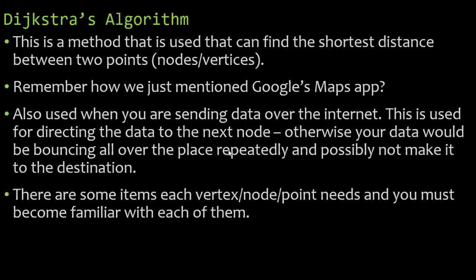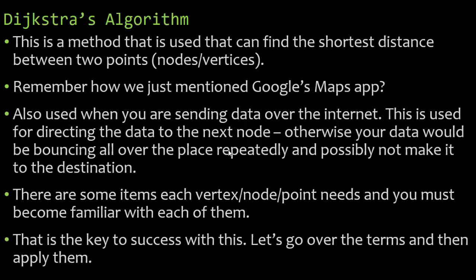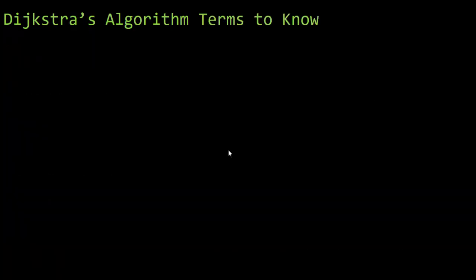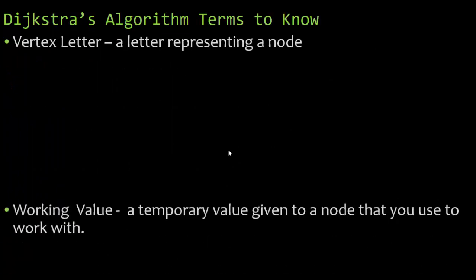Now, there are some items each vertex, node, or point needs, and you must become familiar with each of them, and that is the key to success with Dijkstra's algorithm. So we're going to go over the terms, and then we're going to apply them. You need to know the vertex letter. This is simply a letter representing a node.